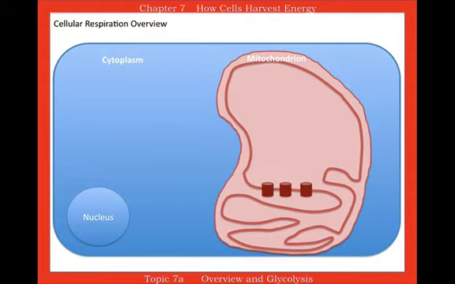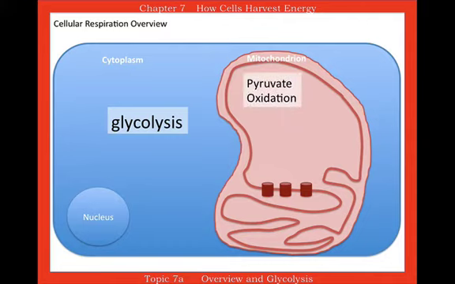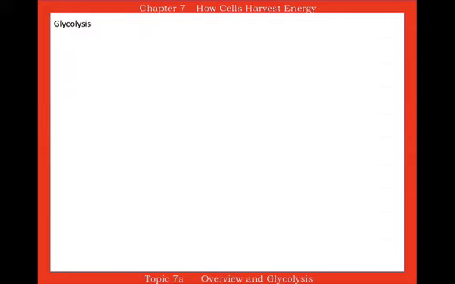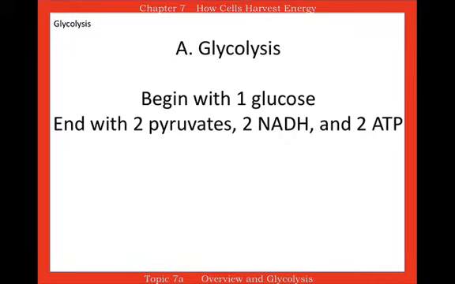These reactions occur in different parts of the cell. Glycolysis occurs in the cytoplasm. Pyruvate oxidation and the citric acid cycle occur in the mitochondrial matrix. And the electron transport chain occurs on the inner membrane. Now let's step through the process of cellular respiration, beginning with glycolysis.